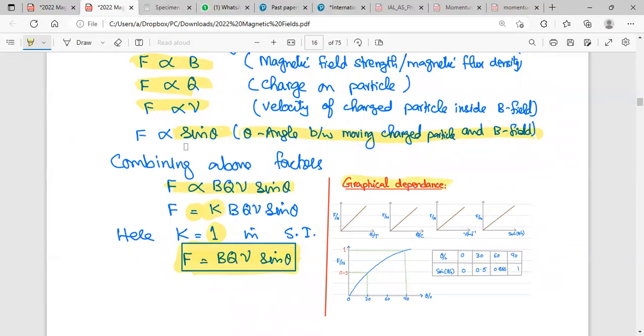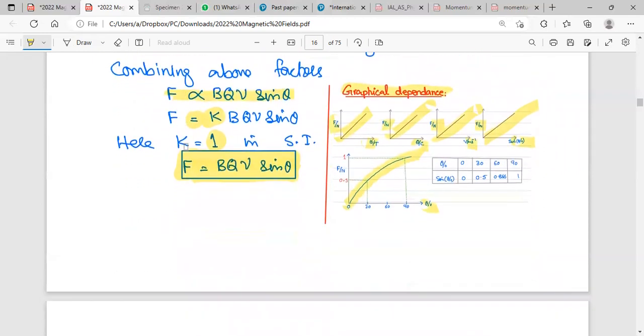And graphical dependence is the same. Force versus B, straight line. Force versus charge, straight line. Force versus velocity, straight line. And force versus sine theta, straight line. And then force versus theta, it's not a straight line, but it's a curved line, as we have discussed for the current carrying wire as well.